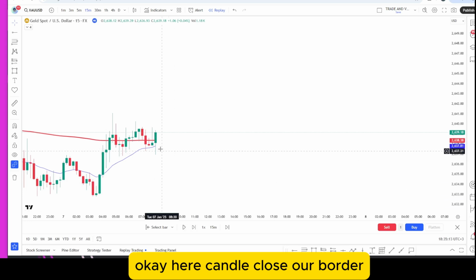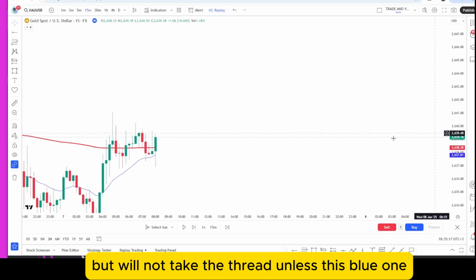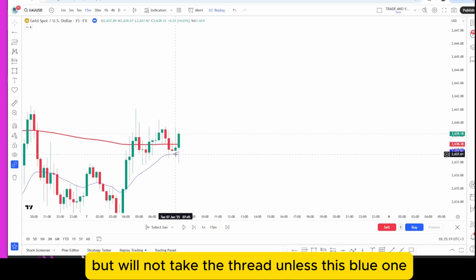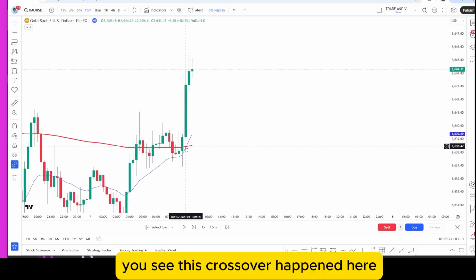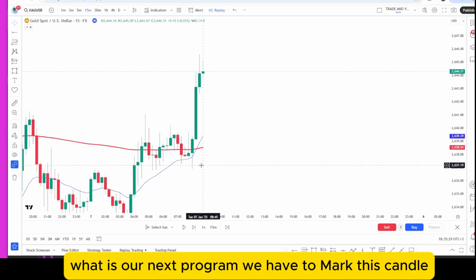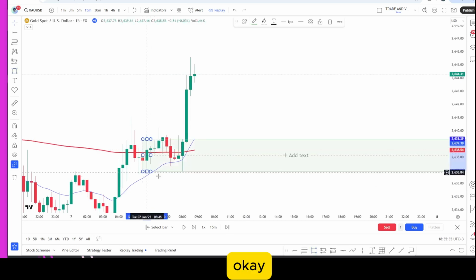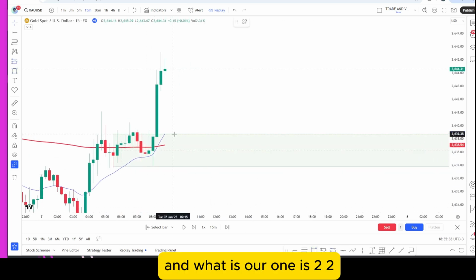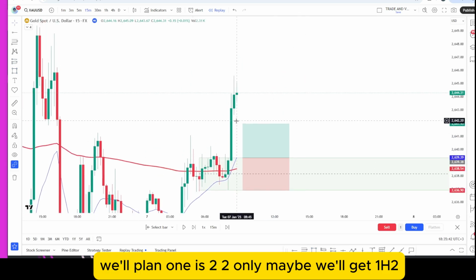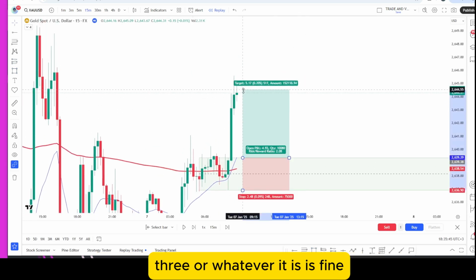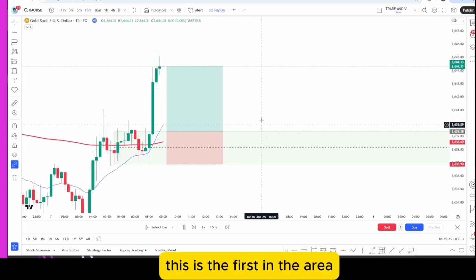Here the candle closes above the red, which means the 200 EMA, but we will not take the trade unless this blue one, the EMA 20, crosses above it. You see this crossover happened here. What is our next step? We have to mark this candle. And what is our risk to reward? We will plan 1:2 only. Maybe we will get 1:3 or whatever, that is fine, but 1:2 is our plan. Okay, this is the first entry area.